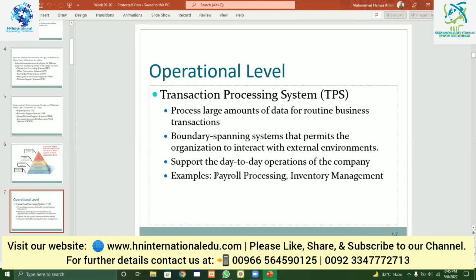We have an example known as payroll processing and the inventory management system. Basically, when you are doing some business and you buy some raw material, you do a large amount of transactions, and in return you get some inventory for your business. If you have any question till now, you can ask.